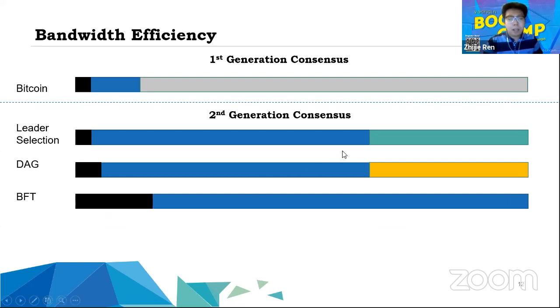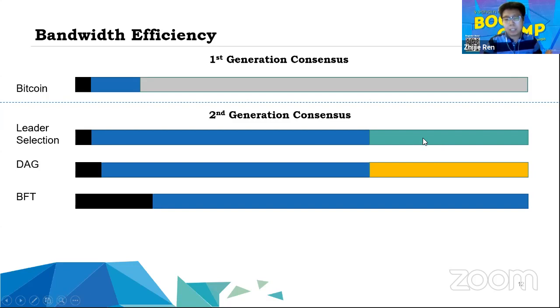And that's why I characterize them all into the second generation consensus. For Bitcoin, the first generation consensus, there is a hard requirement that the PoW contention time needs to be much longer than the transmission time, which makes the performance of Bitcoin very bad. The second generation consensus, including the ones I mentioned, leader selection, DAG, BFT, solved that problem, but they have not yet optimized the bandwidth usage for transactions.